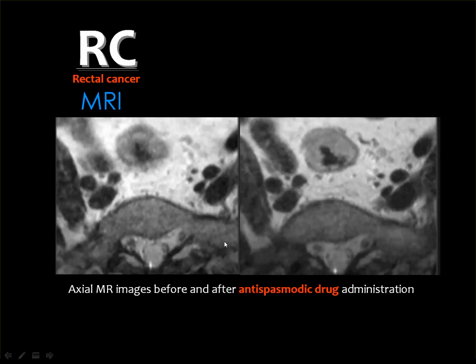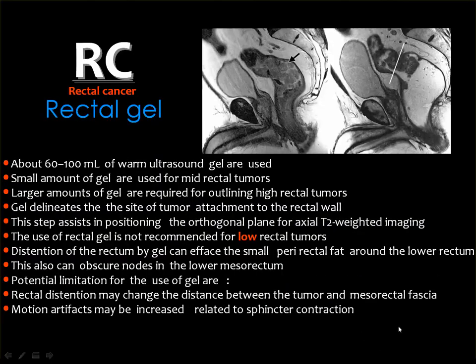This is the difference between a scan before antispasmodic and the scan after antispasmodic. Here, because of the intestinal motion, you get haziness of the tumor, but here you can see that the tumor is better delineated.